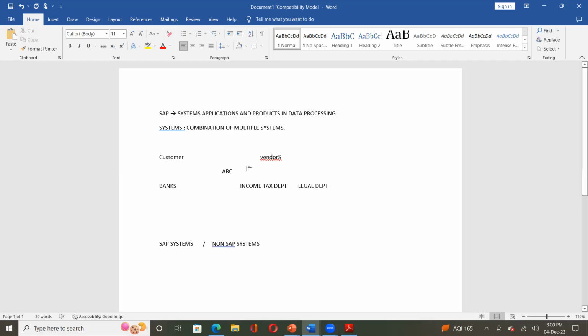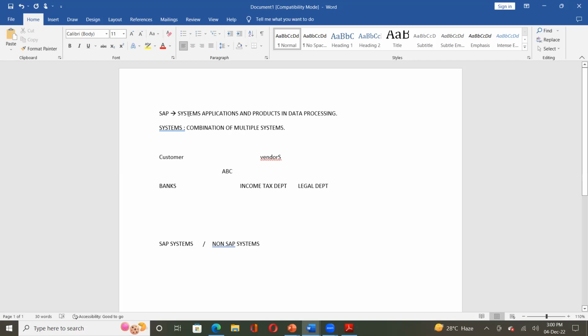But even though we are using SAP, it can communicate not only with SAP systems, it is capable of communicating with non-SAP systems also. That's the reason we call it systems, not system. If I say system, then it would communicate with only one system, SAP to SAP. But SAP is not like that. It can communicate with a number of systems. That's the reason we call it systems.